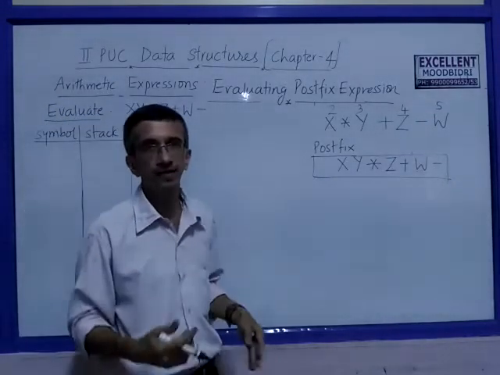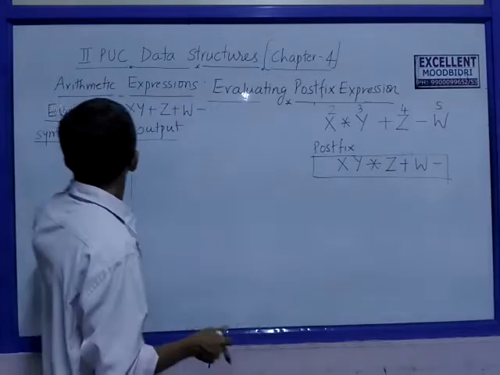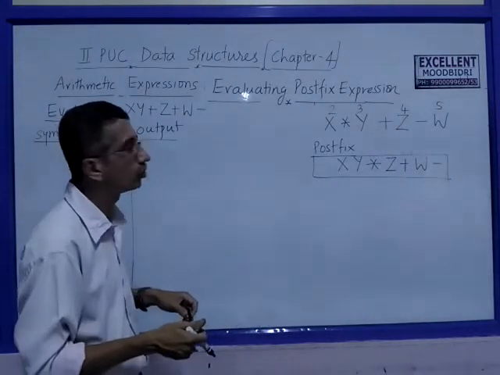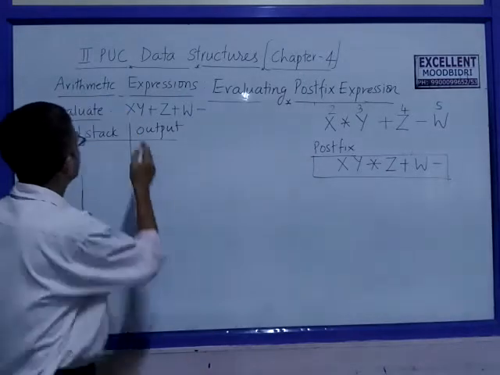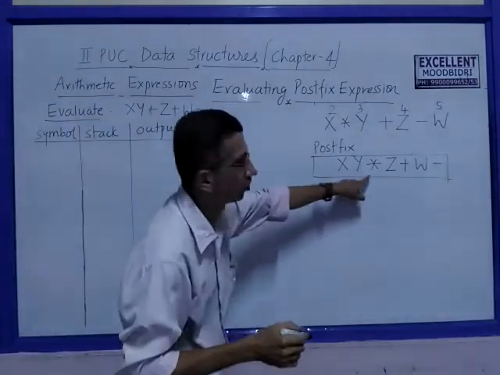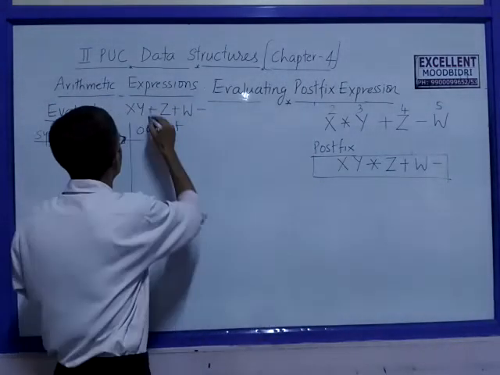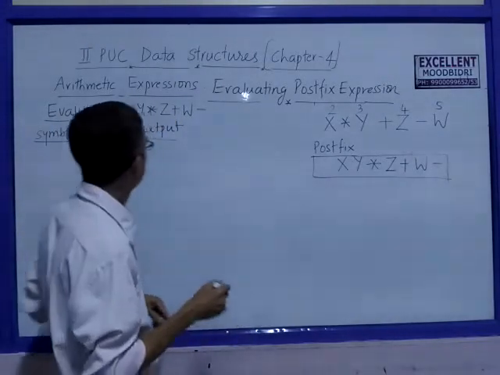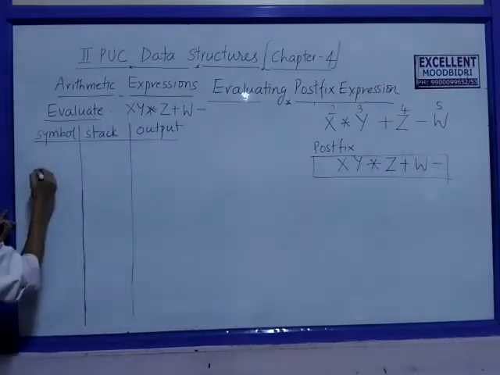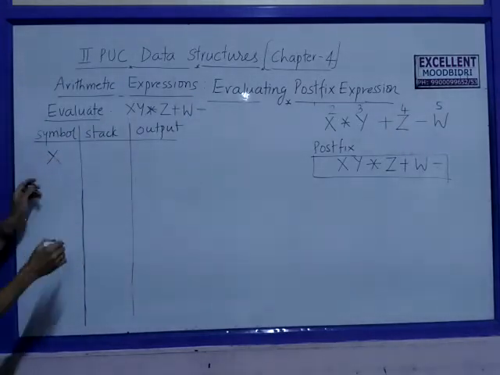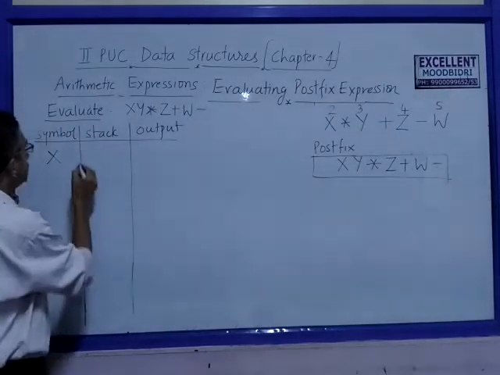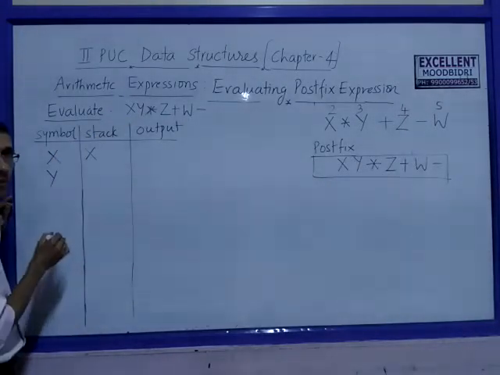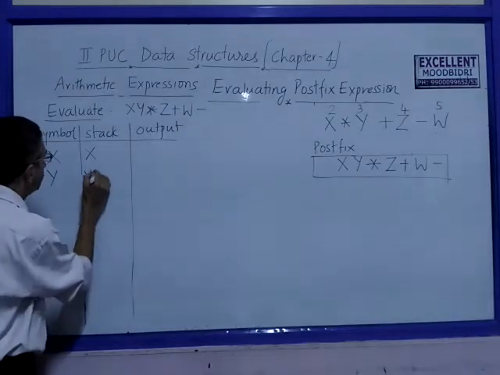Now let us take another example of evaluation. Evaluate the postfix expression xy plus z plus w minus xy star. Let us take xy star, not plus, xy star z plus w minus. Now according to the algorithm, take first x. X is an operand, so push onto the stack x. Next is y, is also operand, push onto the stack x and y.